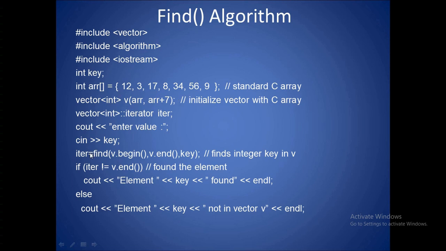So cin key, iter is equal to find, the algorithm applied here, find from v.begin to v.end for the key. So it will iterate through that vector from start to end to find the key. If that key matches, that is 17, if iter is not equal to v.end and the element is found, then display cout element key found, else element key not in vector v. So 17 is in the vector, so the element found message will be displayed.